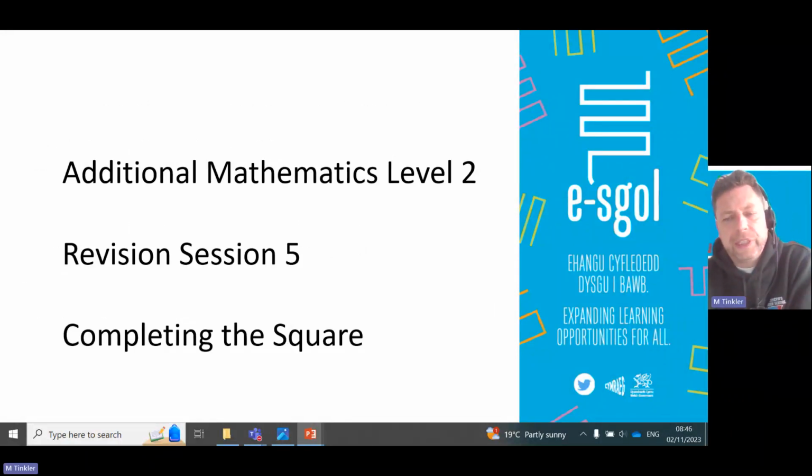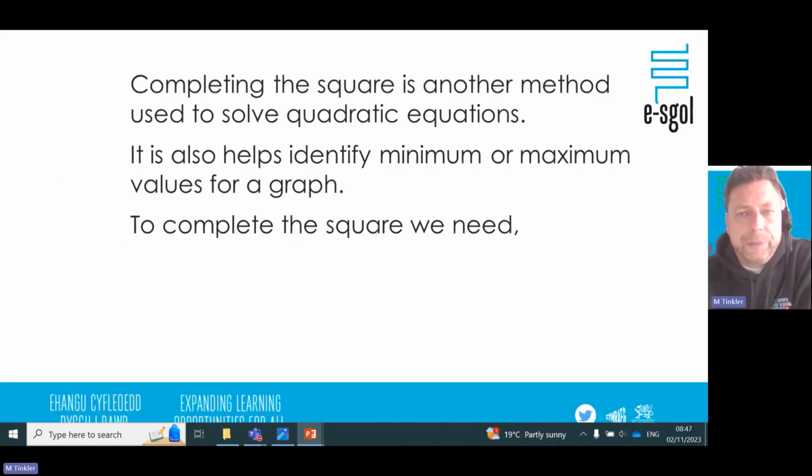So today's session, completing the square. Now you might have done this for GCSE maths anyway. I do teach it for GCSE maths because it's fairly short and sharp, but I use my additional maths questions to build it up. So completing the square is another method used to solve quadratic equations, and it helps you with minimums and maximums. One of my previous presentations was about using d2y dx squared to prove if a curve is at a minimum point or a maximum point. This is just a different way to do it.